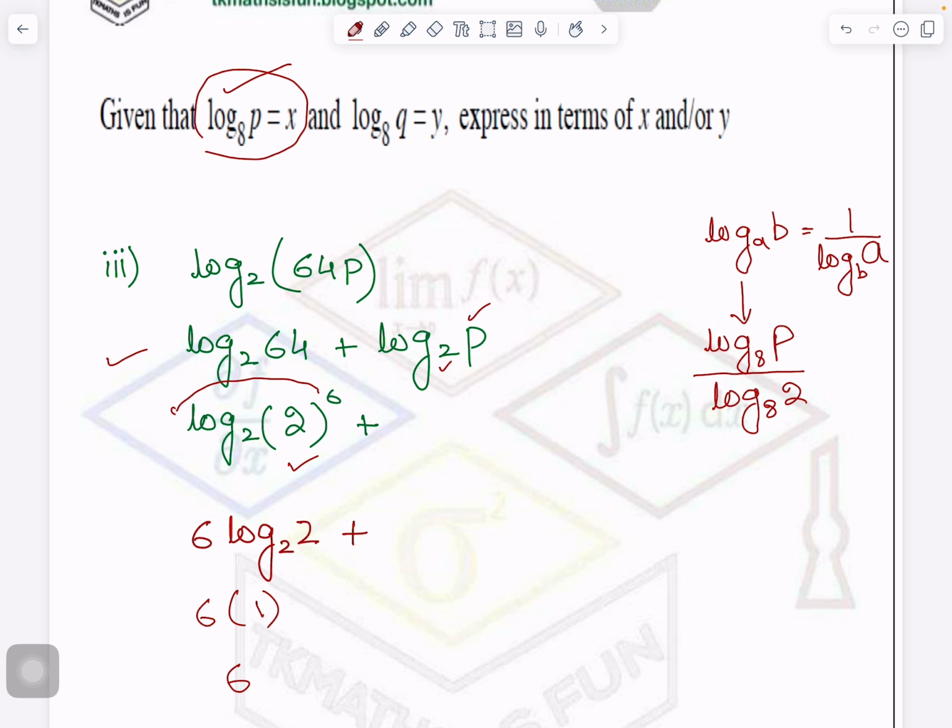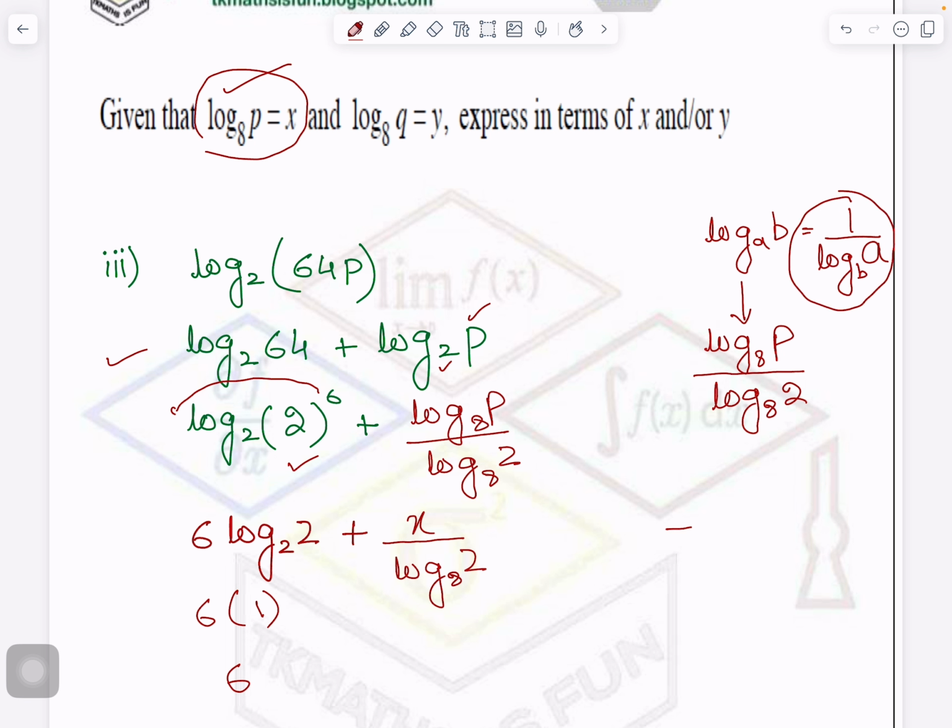Right? Get it? So now instead of this, I can write here log P base 8 divided by log 2 base 8. Now log P base 8 can be replaced by X. But what about this one? I'm not comfortable with this one. This is incomplete. So now I can apply this change of base rule.